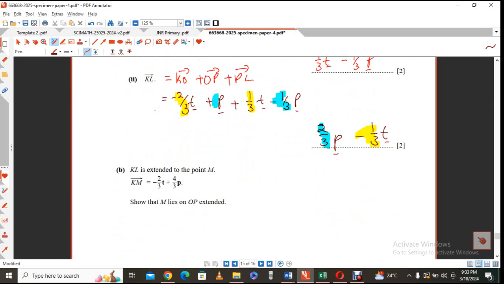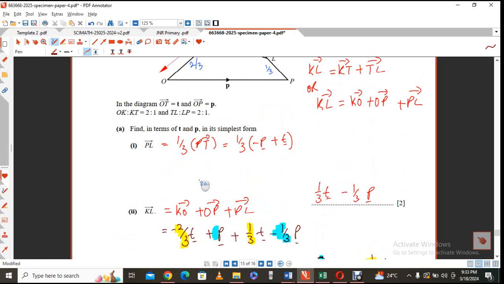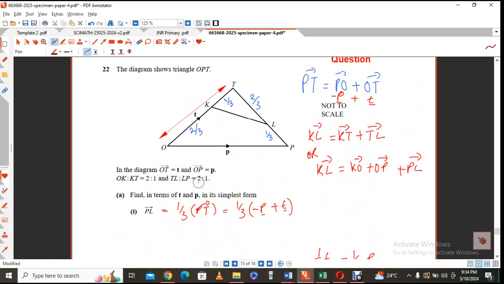Now, let's look at part B. They say that KM is equal to whatever you have there. KL is extended to the point M. And now they say you must show that M lies on OP. So let me just go back to my diagram so that I can bring in what it is that they are referring to here.